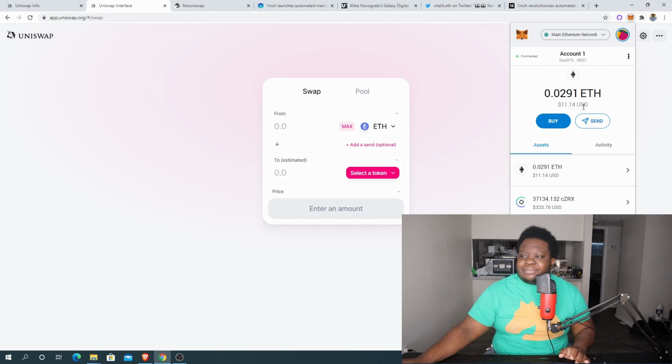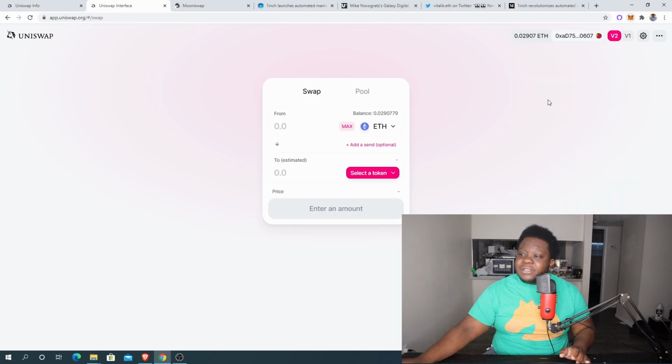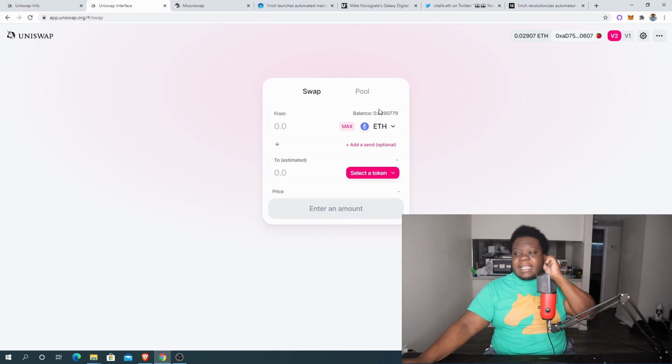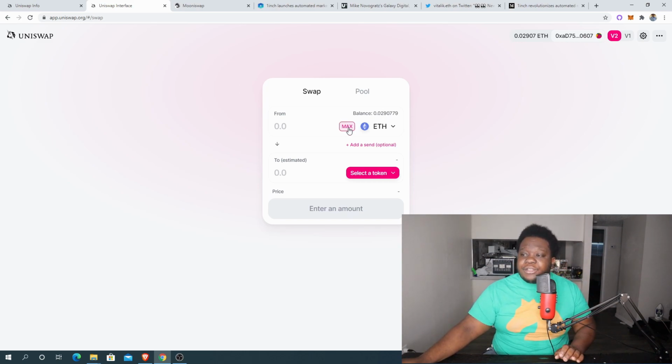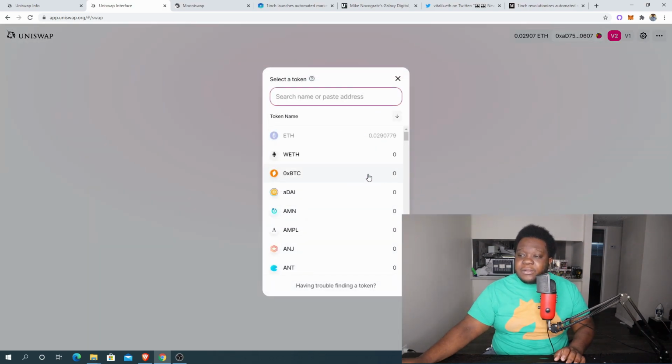What do I got in here? I got 11. Yeah, okay, so it's starting to pop up. So I got about $11 in ETH. What you would do is I'm just gonna hit max, and then I'll select a token.